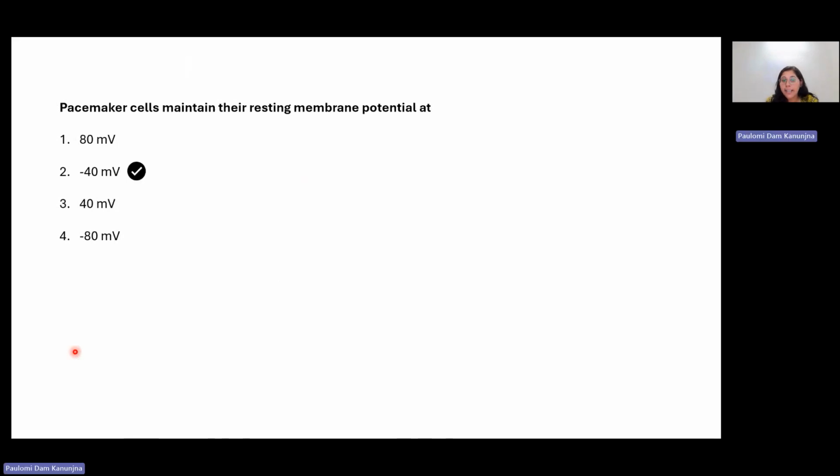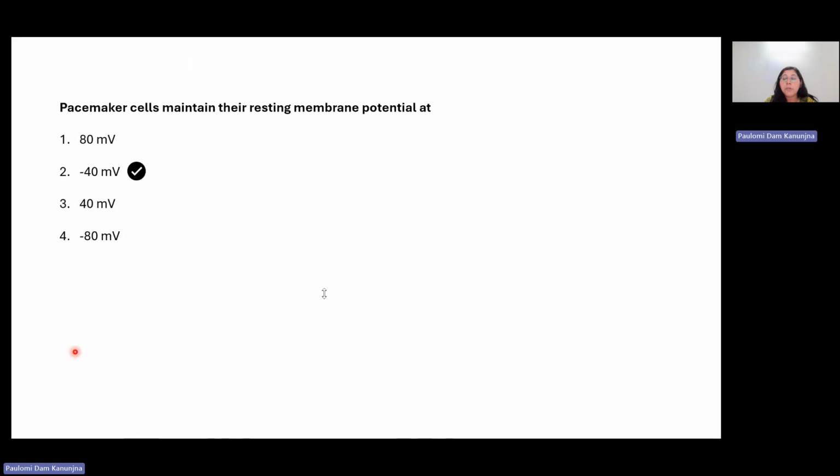So the answer is minus 40 millivolt. Now there is a special point here. As you would have noticed so far, whatever neurons we have been studying, the neurons or the myocytes generally have minus 70, minus 80 millivolts as the resting membrane potential. But your pacemaker cells, which are your SA nodes or AV nodes, have minus 40. However, this is not a stable resting membrane potential.